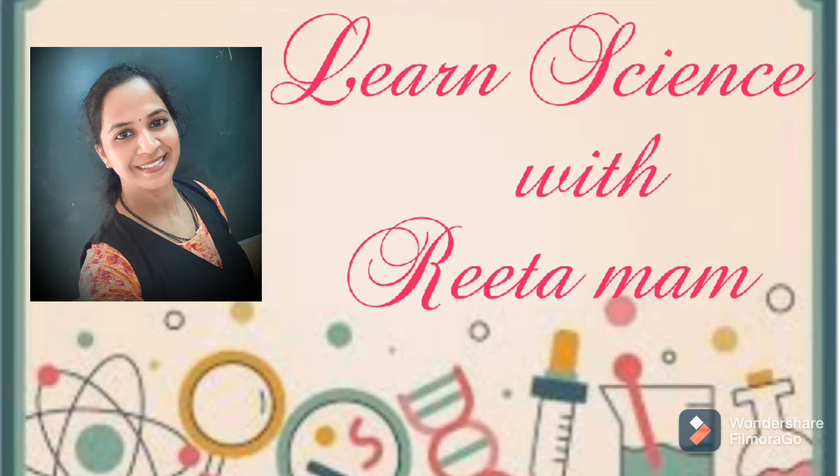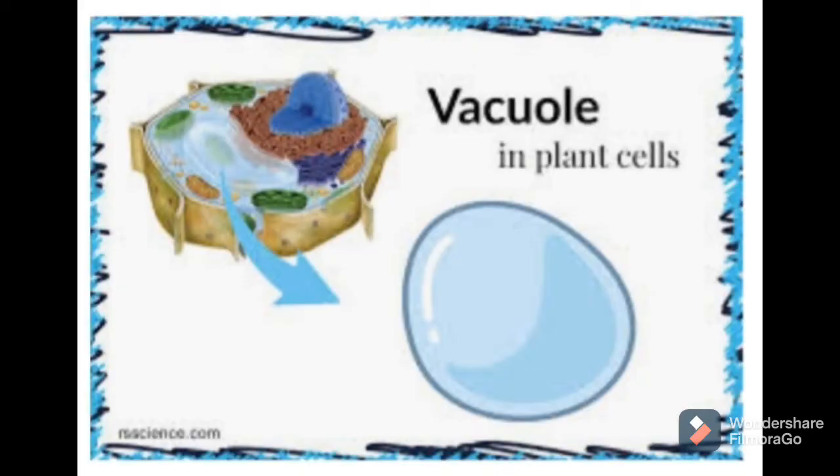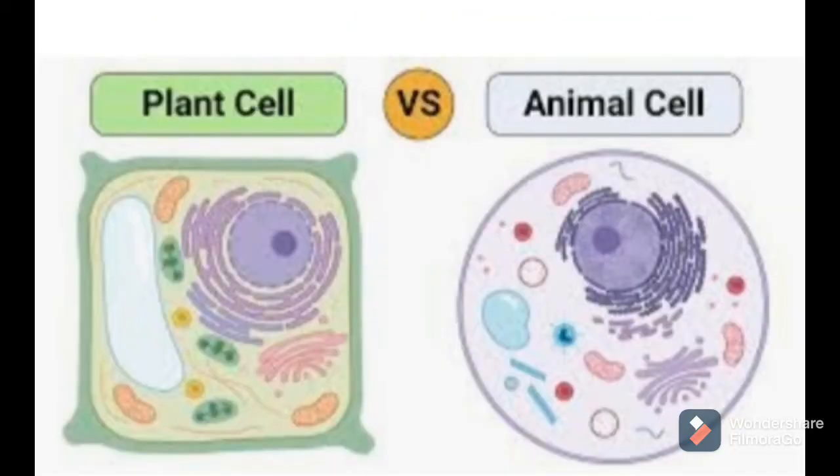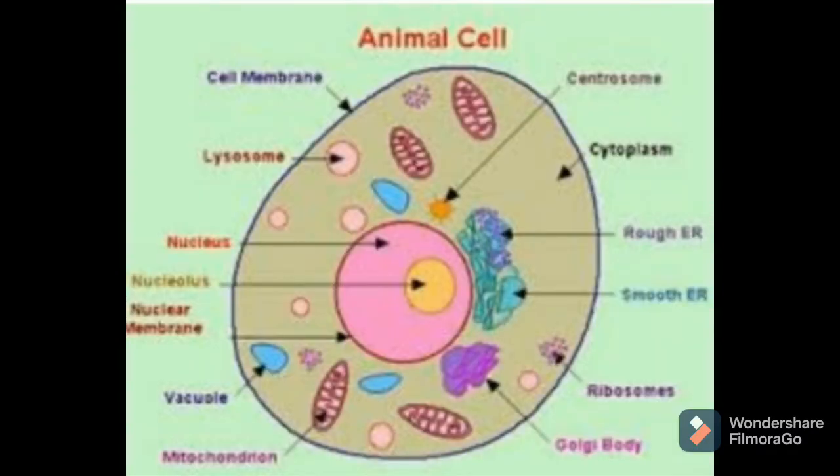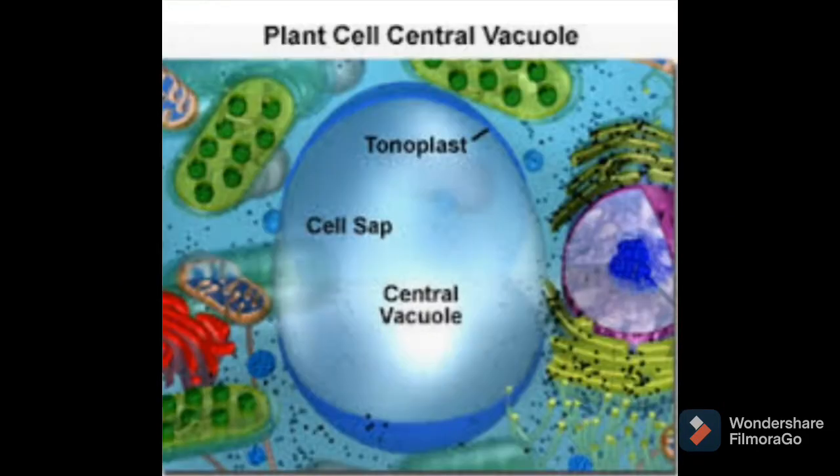Good morning, dear students. Today we are going to study one more organelle, which is called the vacuole. In both plant cells and animal cells, vacuoles are present. In the diagram you can see the difference between the vacuoles of plant and animal cells. Vacuoles in plant cells are larger in size, and vacuoles in animal cells are smaller in size.